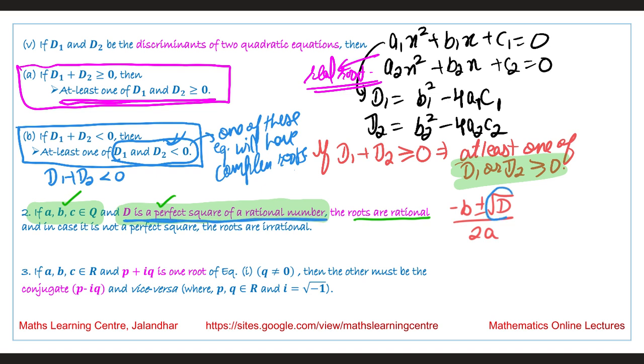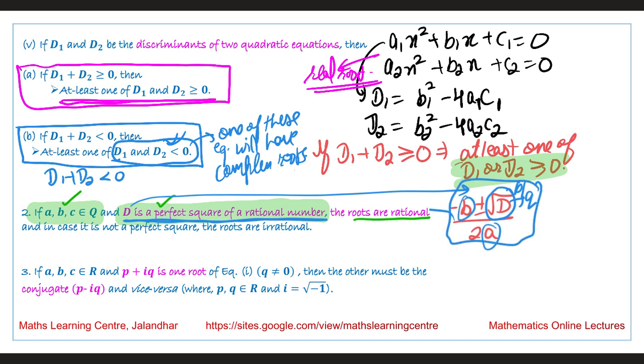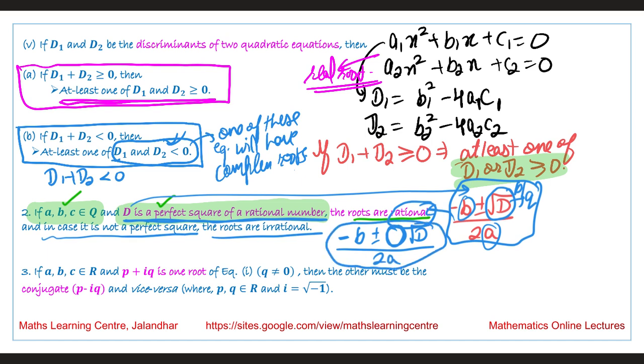It means that the square root of d is some number, say p by q, a rational number. Clearly b is rational and a is rational, so this whole answer is a rational number. And in case d is not a perfect square, the root is irrational, because b is rational plus or minus the number we write in place of square root d, which is irrational, and the denominator is rational, so this whole number is irrational.